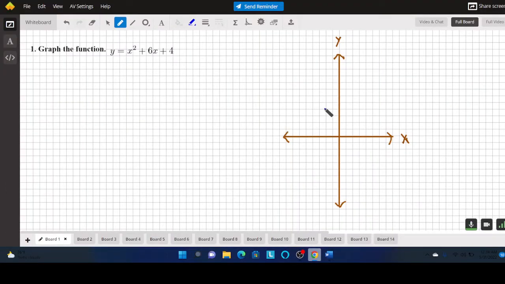Number 1, graph the function y equals x squared plus 6x plus 4. This is a quadratic function in standard form. So I can find the vertex using the formula x equals the opposite of b divided by 2a. This will give the axis of symmetry.